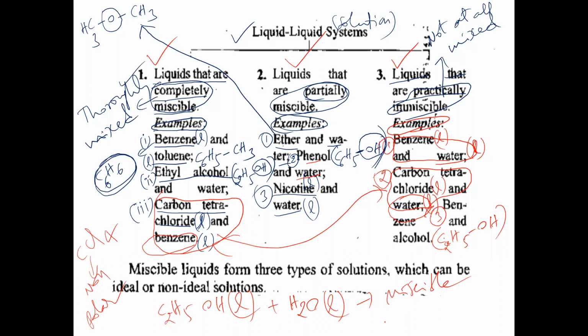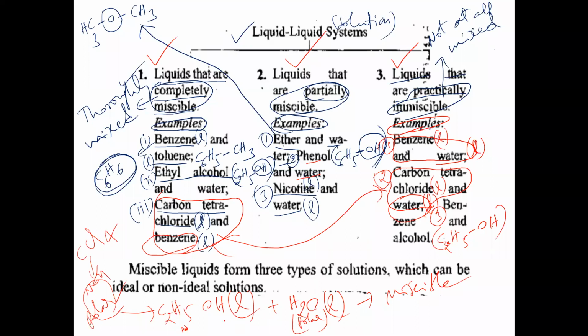Why are they miscible here? Suppose we take ethyl alcohol, which is non-polar. Ethyl alcohol is one example of a non-polar substance. Water is polar. But non-polar substances should not generally dissolve in polar water. Then why is ethyl alcohol soluble in water?